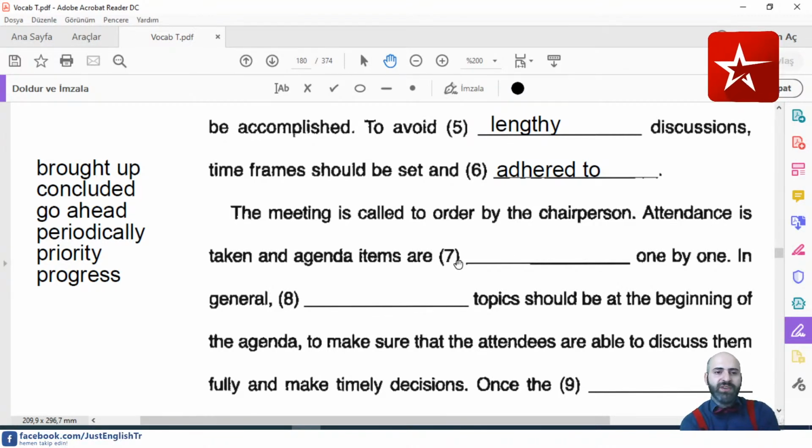Do you remember brought up, bring up? It means to start the discussion about something, to introduce the discussion. So we need to use here brought up.